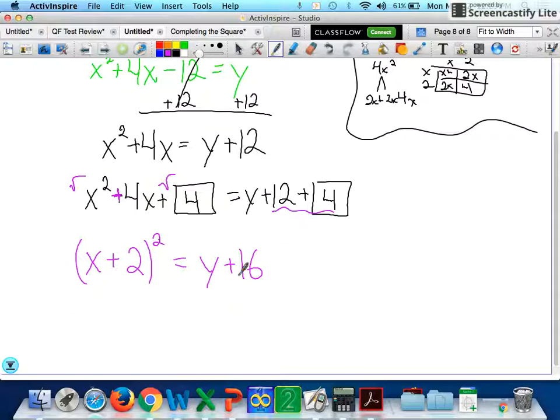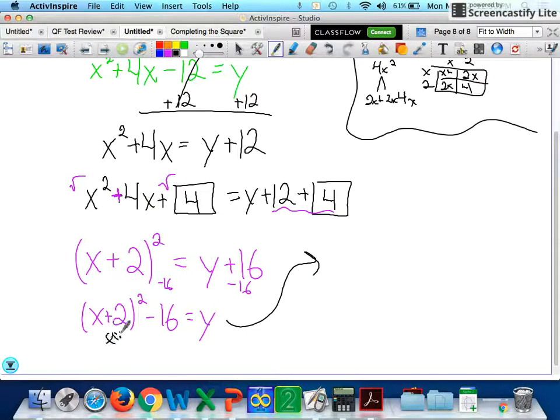Final step to get vertex form. X plus 2 quantity squared. We want to move that 16 back over now that we're done with it. Okay? And this gives us our final answer of our vertex. For our vertex, we flip this sign and we keep this one. Meaning we have -2, -16. Okay? Flip that sign, keep the other one.